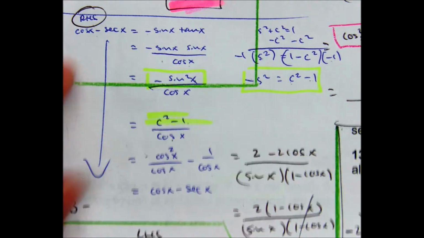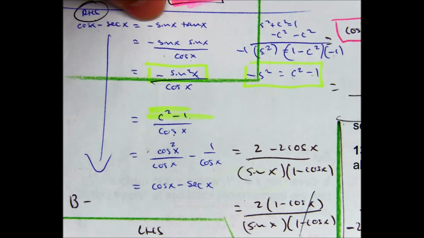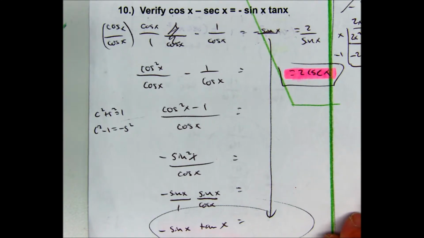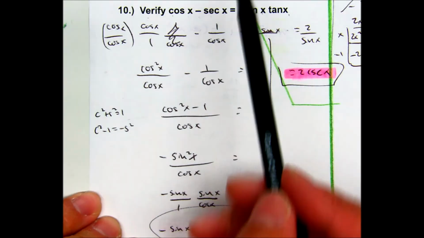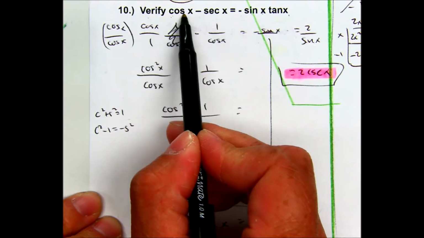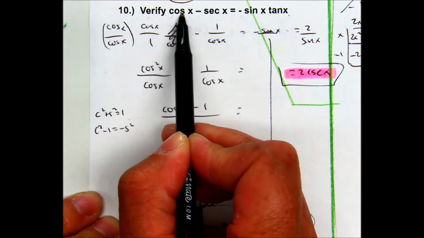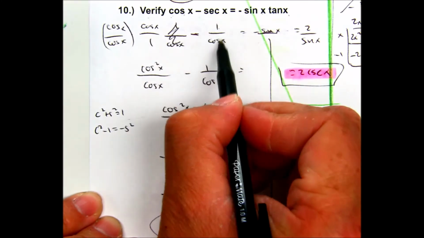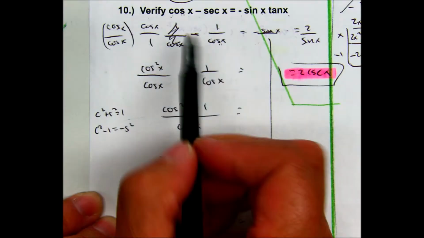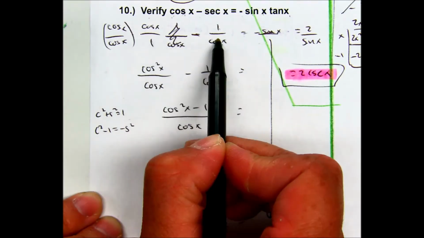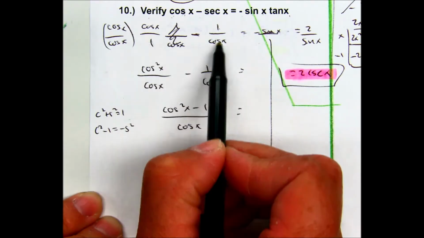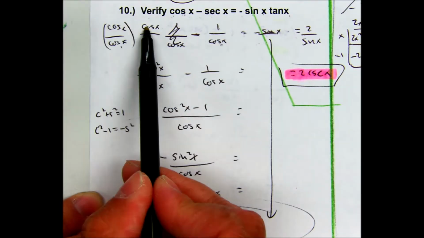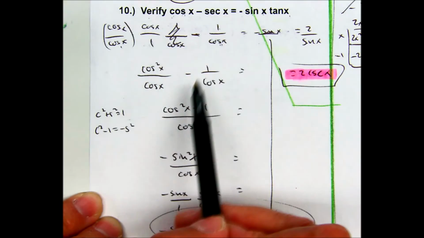If you did the left-hand side, it's basically the reverse of what we just did. If I work only on the left-hand side, I have cosine x minus secant of x. I make that a fraction, cosine x over 1 minus 1 over cosine by the reciprocal identity. In order to subtract these fractions, these have to be the same, lowest common denominator. The common denominator is cosine. This side is missing it, so I'm going to multiply by cosine over cosine. So I get cosine squared x times cosine, and this side just stays the same.